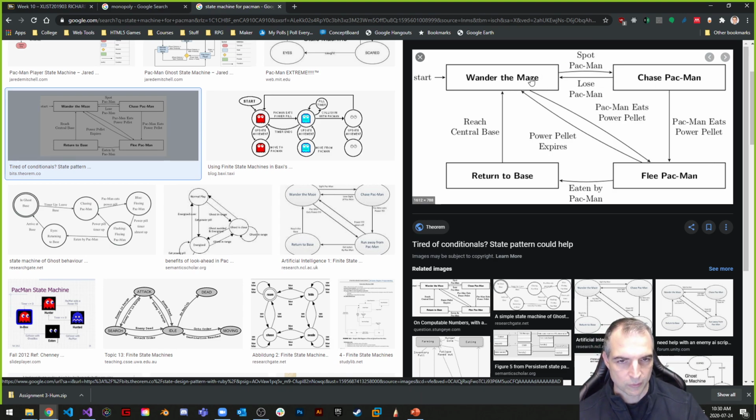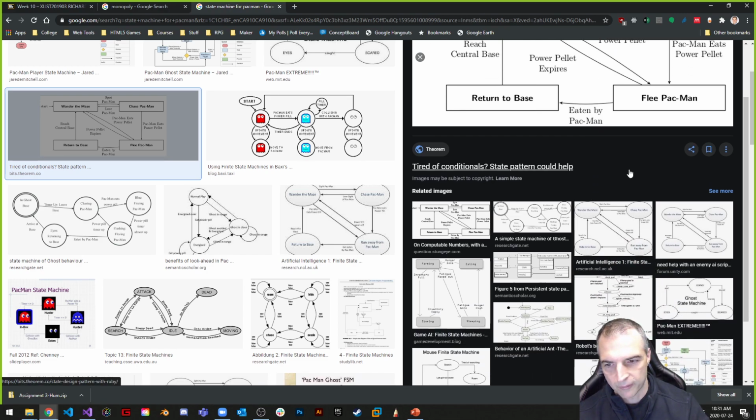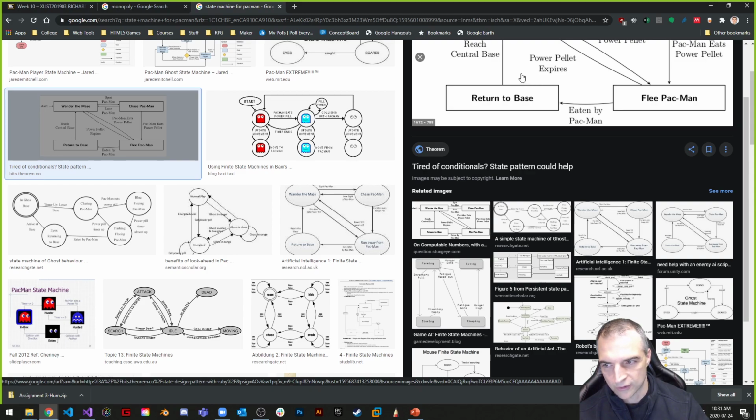This is the ghost, obviously, that we're looking at here, right? The ghost AI. So we spot Pac-Man. Cool. So then we chase Pac-Man. Now, from chasing Pac-Man, there's only one line of egress to fleeing from Pac-Man, if Pac-Man eats a pellet. The other way is, what happens if I lose Pac-Man? I go back to here. One thing that's missing in here is what happens if you actually catch Pac-Man. There's no state in here that talks about that. There are other examples, and it might be a good exercise for you guys to look at other things like that.